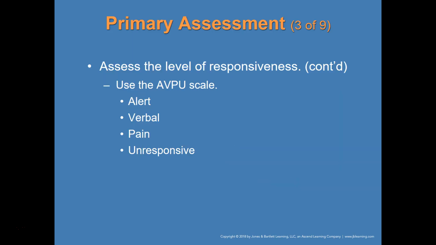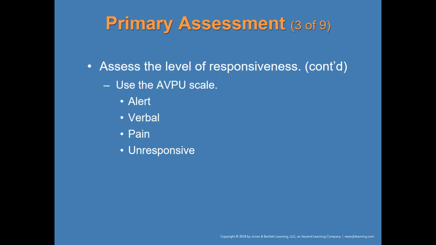To determine our level of responsiveness, we use what's called the AVPU scale. That's awake and alert, alert to verbal stimuli. So we came in, we talked to them, and they responded to us. That means they're awake and they're alert. We came in, we introduced ourselves. They didn't respond to us, but when we loudly said, "Hey, hello," talking to them, they opened their eyes, they woke up. That's alert to verbal stimuli.